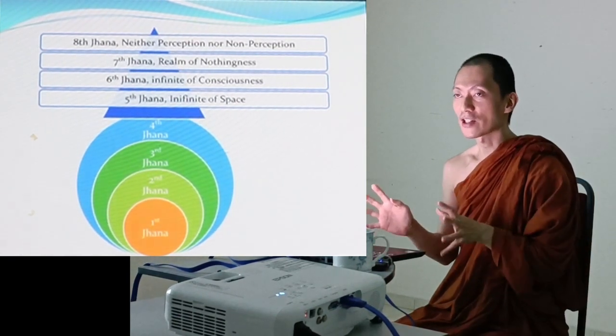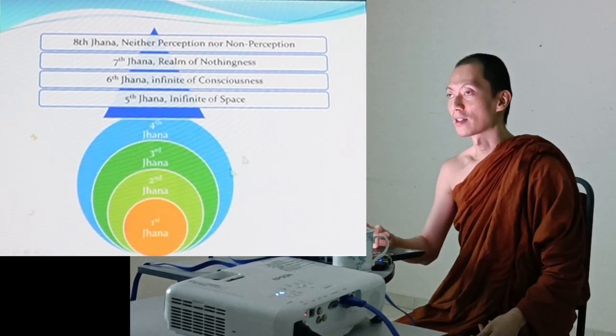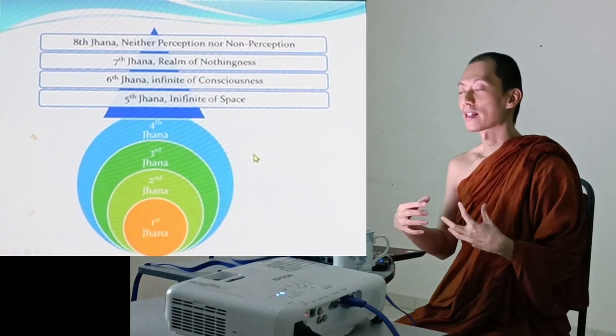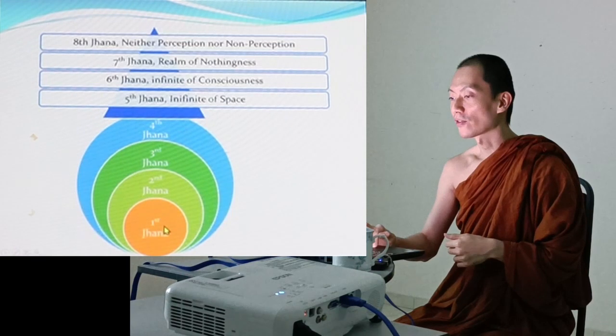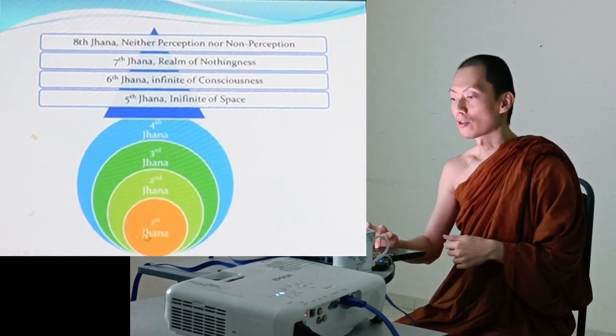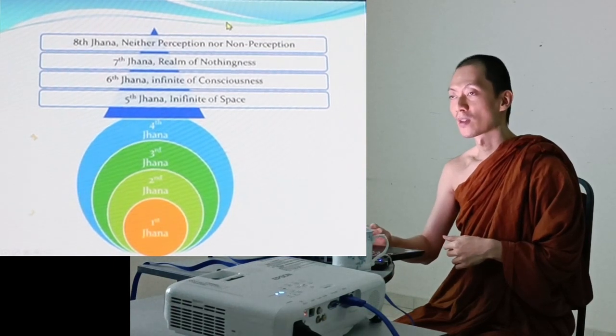So the term cessation is actually outside of this. So if a person, let's say, practices the Bojjhangas, they may or may not have the jhanas. They can have 0 jhanas and practice impermanence, and they may experience cessation.